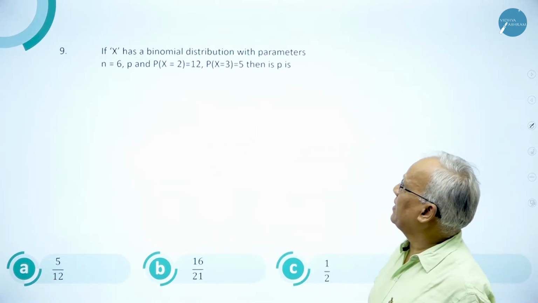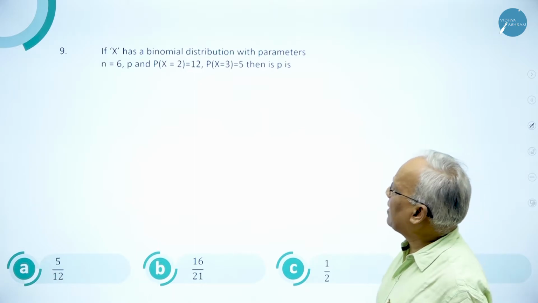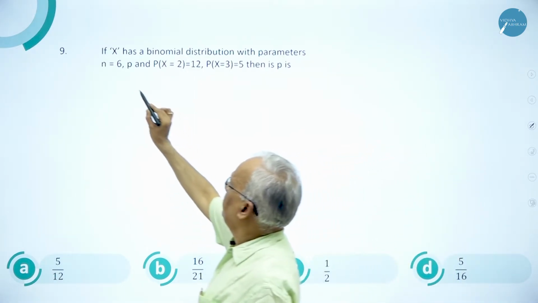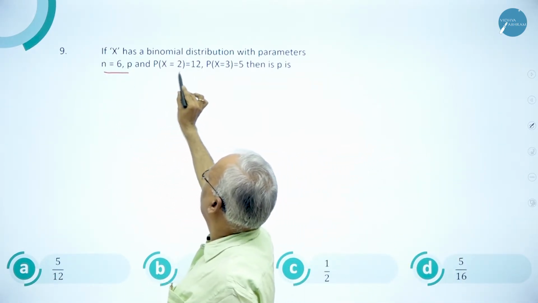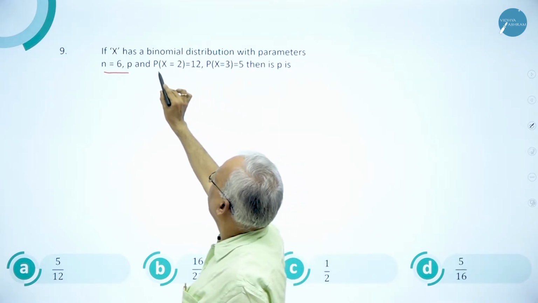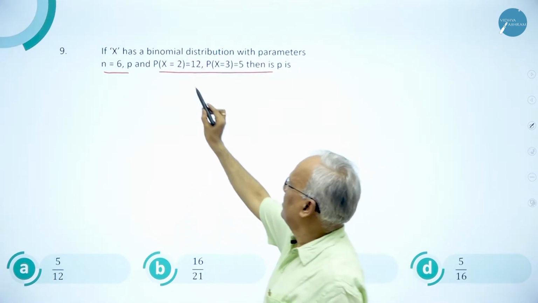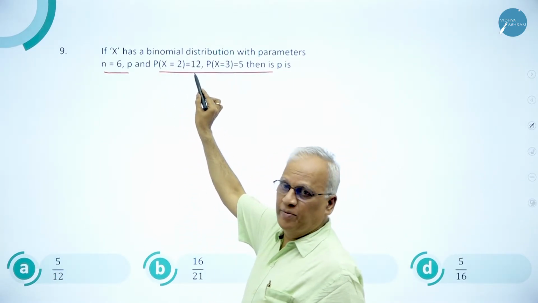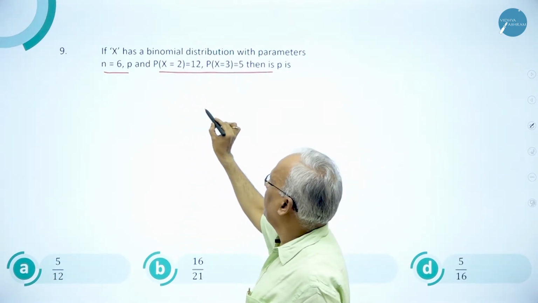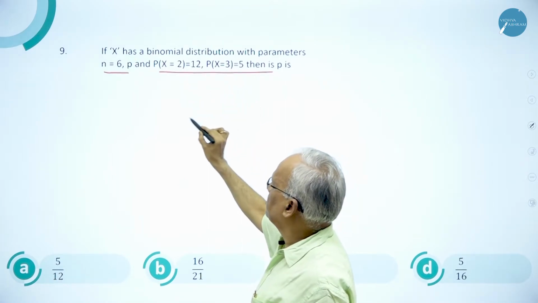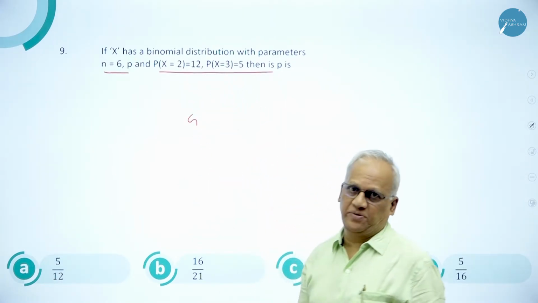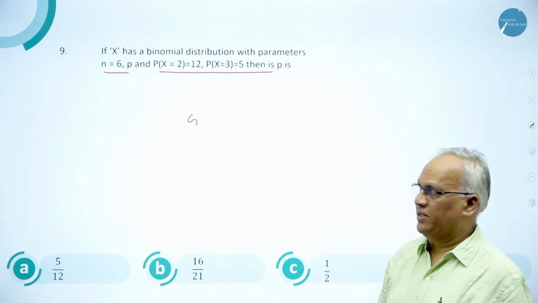If X has a binomial distribution with the parameters n equal to 6 and P, and probability of X equal to 12, don't waste even 1 second on this. It is not possible. Probability of anything cannot be more than 1, so P is always more than 1. So this problem is wrong. You can go to the next question. So don't waste time on this.